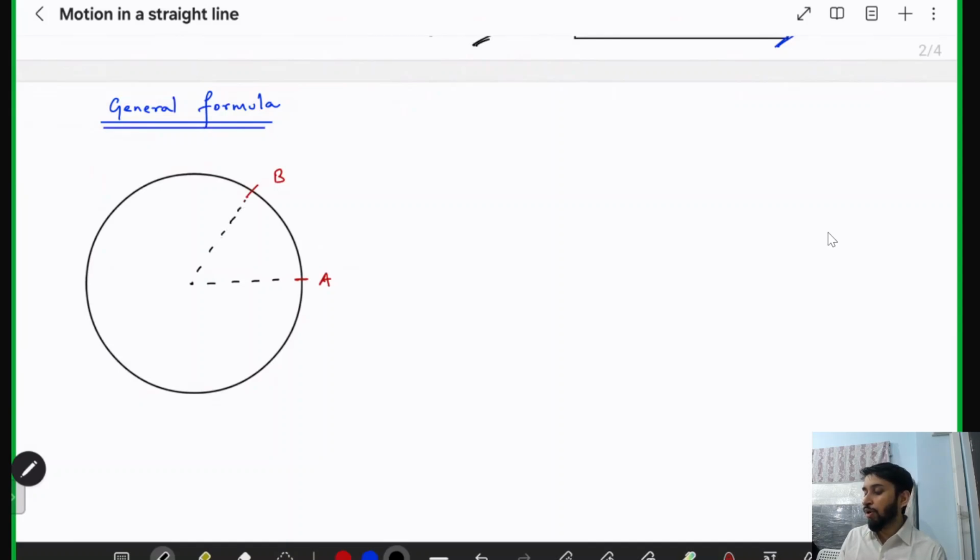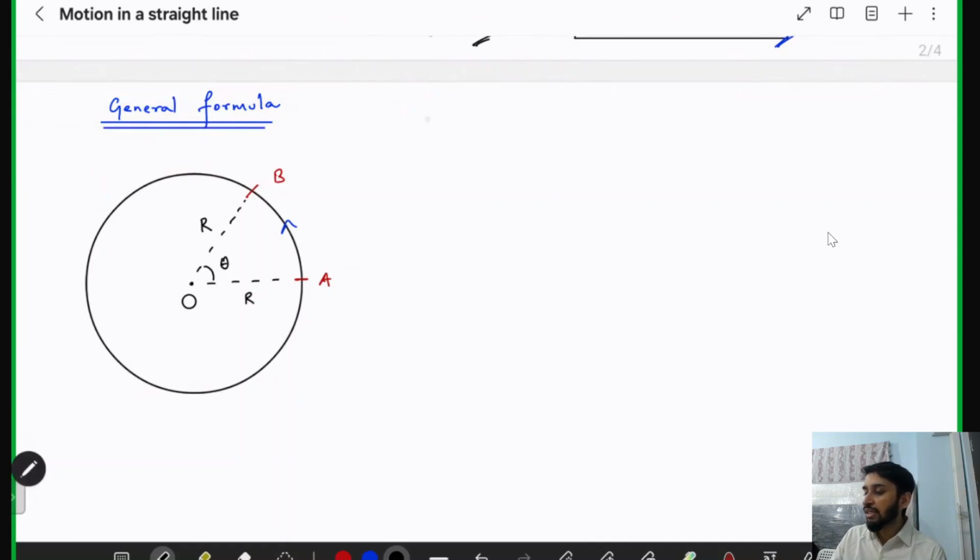Okay, you are going from point A to point B along this curved path, and suppose this is the center of the circle O. This is R and this is R, and let us say this angle is theta. Now what you need to do is find distance and displacement.